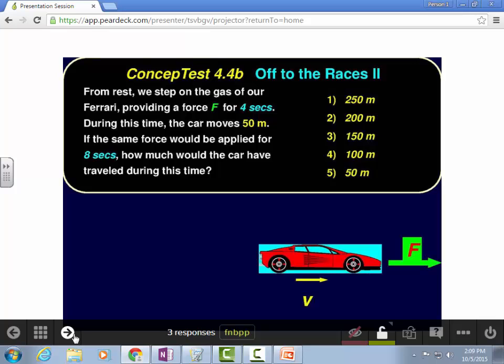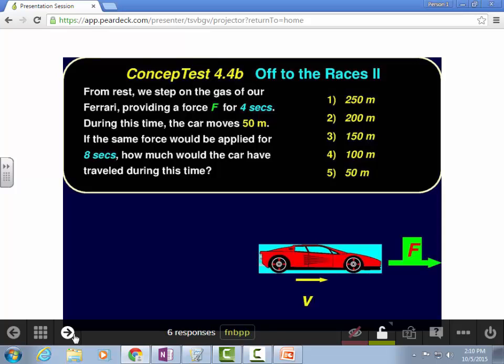Why? Same force means same acceleration, because what is the same? The mass is the same. So same force, same mass, same acceleration. And you've done what to the time? Double the time. What's going to happen to the distance?